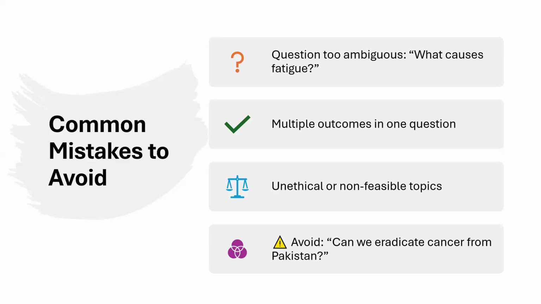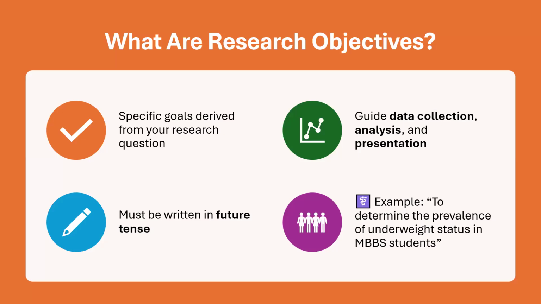You have to make sure that the questions are not too ambiguous. You have to make sure that there are not multiple outcomes mentioned in a single question. For that purpose, you have to write down separate research questions for different outcomes, and make sure that the research questions are ethical and feasible, and avoid such questions, like we discussed, that you can't eradicate cancer from Pakistan in a single research article or study.